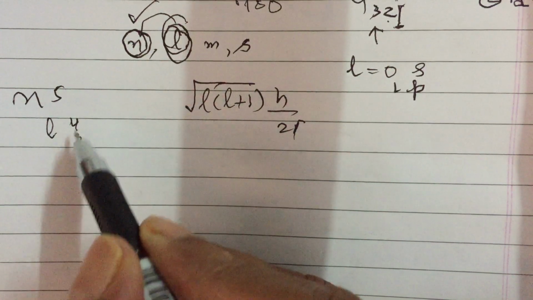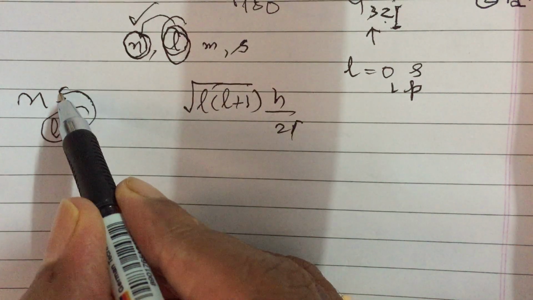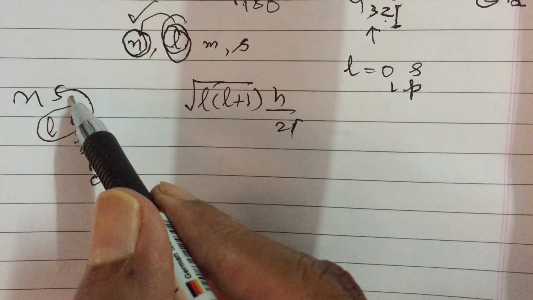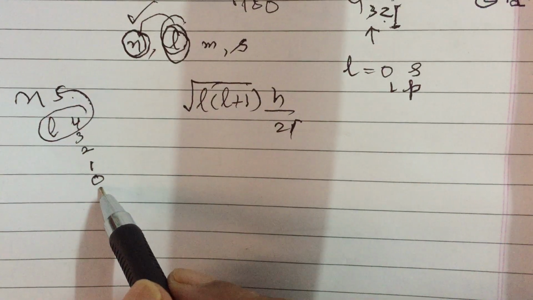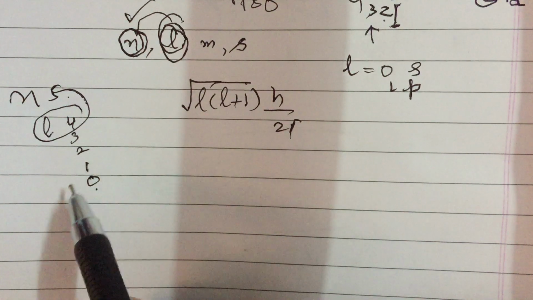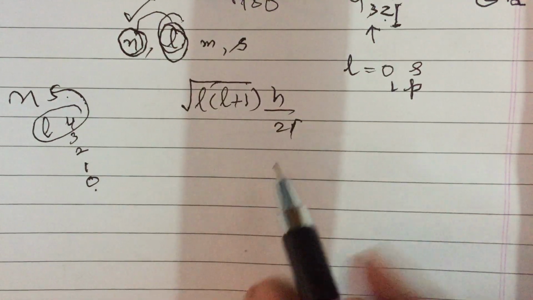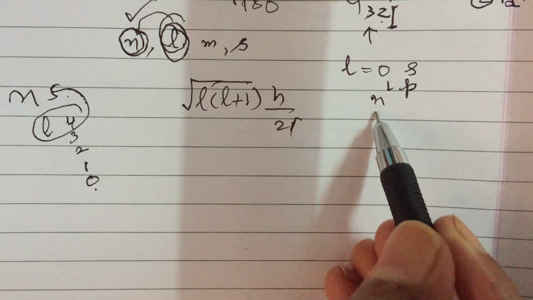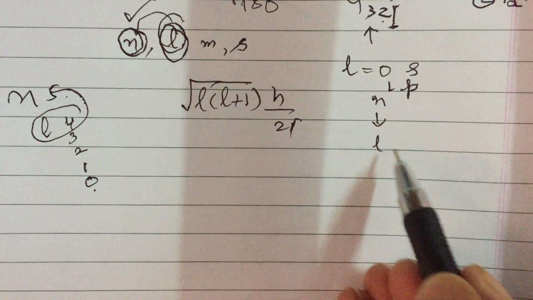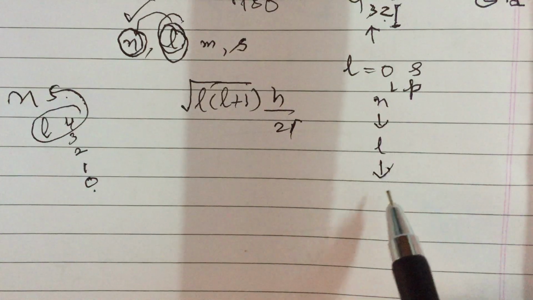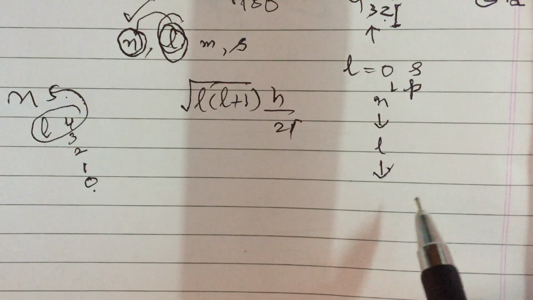Notice, L value can never be equal to n value, and L value can be 1 unit less than n value up to 0. So you know that L value decides the name of the orbital we are generally referring to. So the principal quantum number decides the value of L. L in turn decides the value of magnetic quantum number, how many orientations this particular orbital can take.